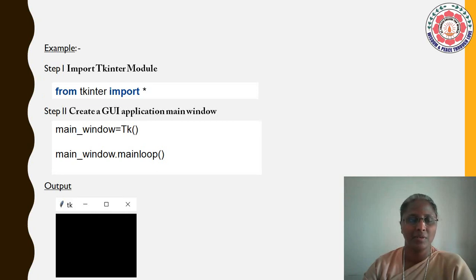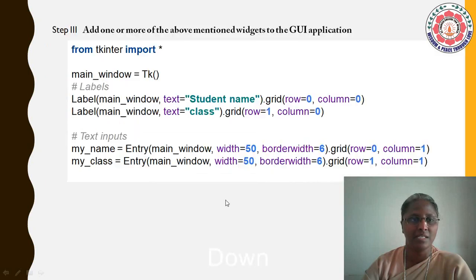Let's see an example. Step 1. Import the tkinter module by using from tkinter import *. So we import all the libraries of tkinter. Step 2. Create a GUI application main window by doing main_window equals Tk(), then main_window.mainloop(). This creates a main window. You can see the output here, just a main window is created.